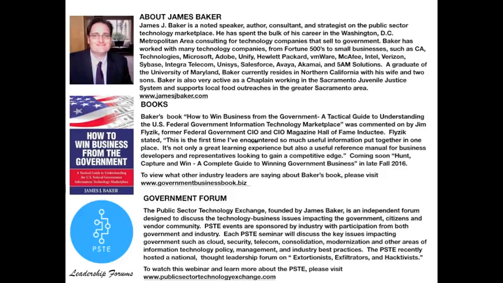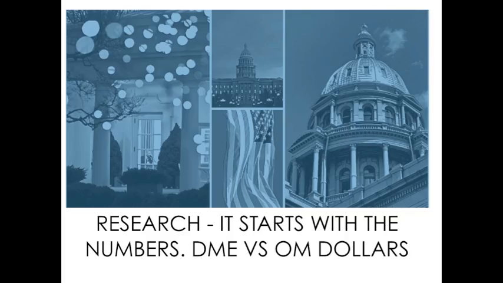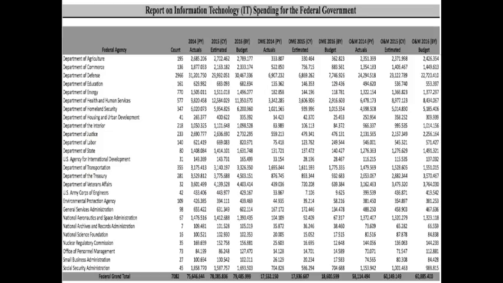We're going to begin with research. It all starts with the numbers, and we're going to take a look at two special types of numbers in the federal budget. As you can see on your screen, the federal budget for this year is $79.4 billion. The government is going to be buying a lot of technology products and services.